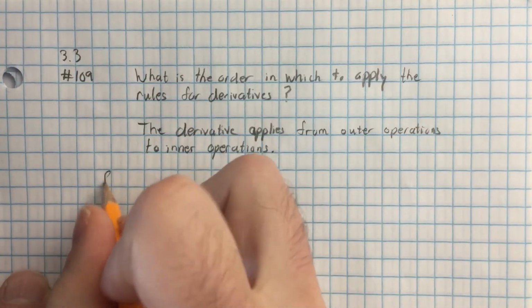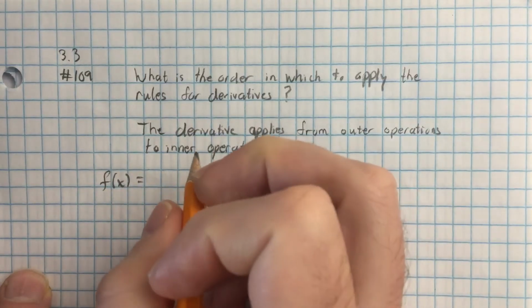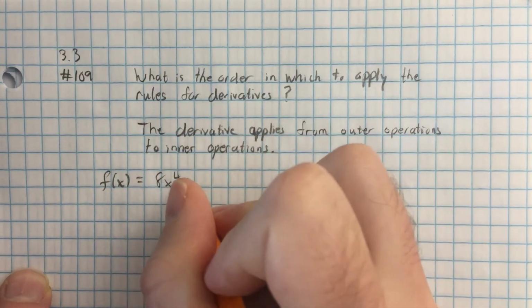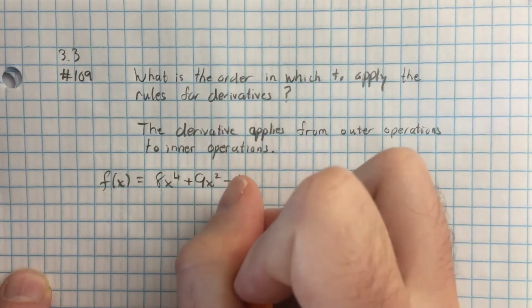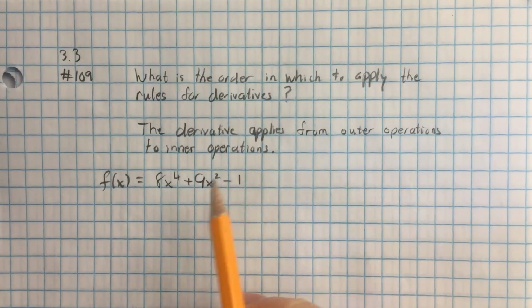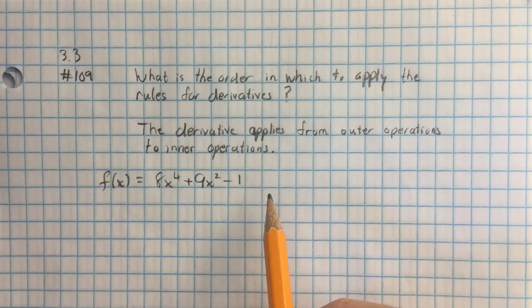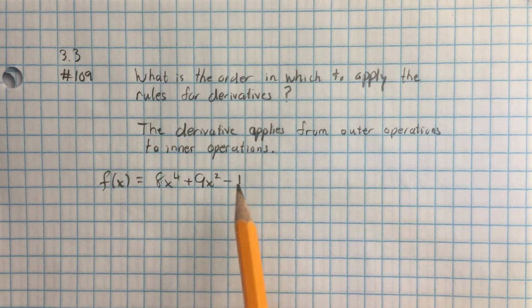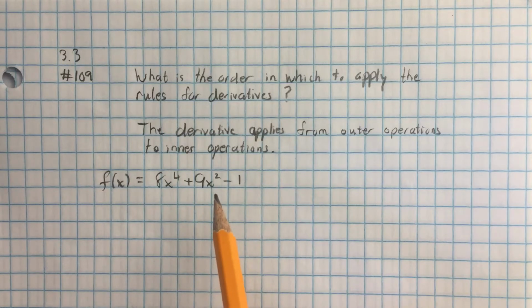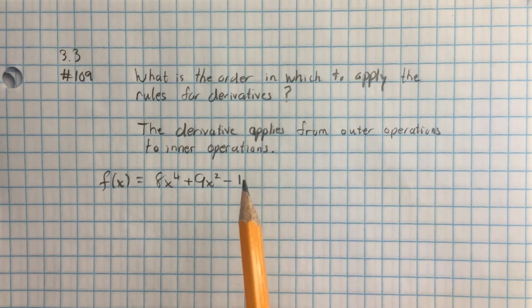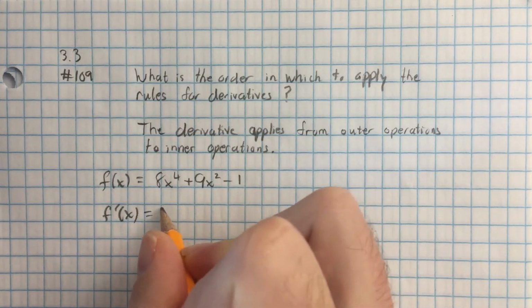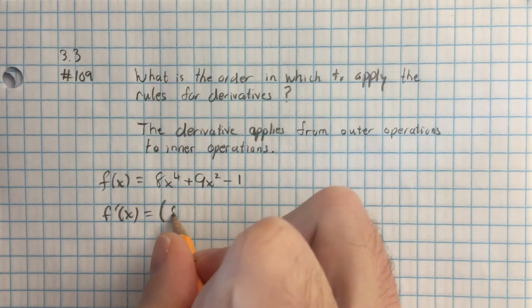Okay. So f of x for 109 is 8x to the fourth plus 9x squared minus 1. A person will get a facility with this very quickly as they do more and more problems, and the explanation I'm about to give will seem more and more unnecessary as you develop a visual acuity for noticing how to apply the derivative properly. So here we're just taking the derivative, so f prime of x is, again, I'm using the tick mark notation because it's faster here.